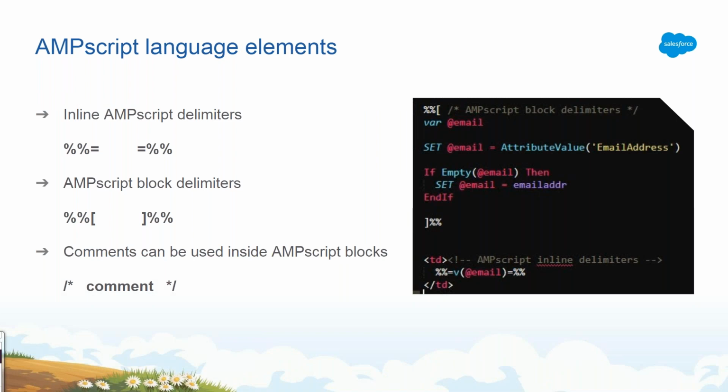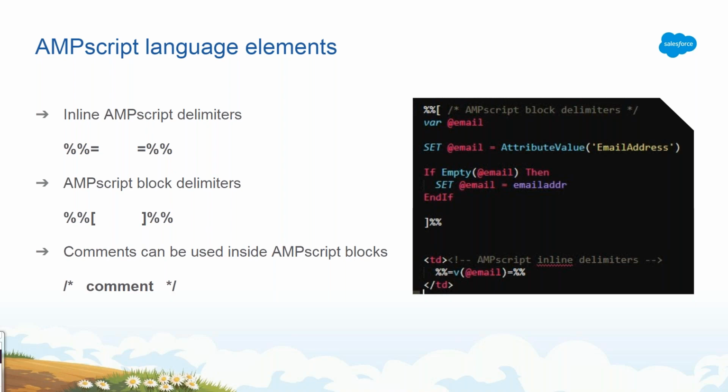And speaking of Excel functions, my favorite example of the comparisons between Excel and AMPscript is the CONCAT function for concatenating two string values or two values together. They are exactly the same in Excel and in AMPscript.